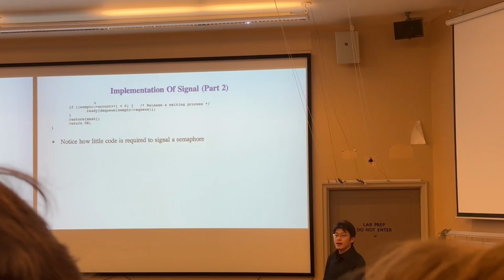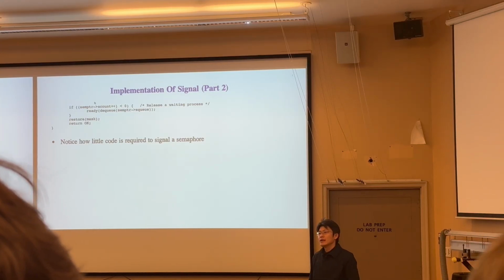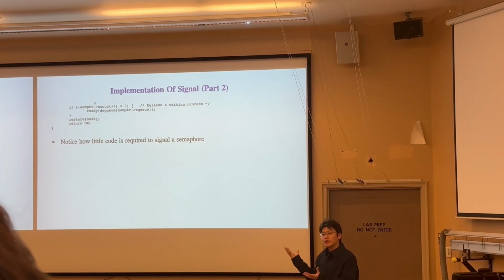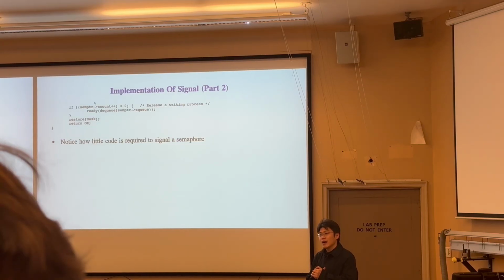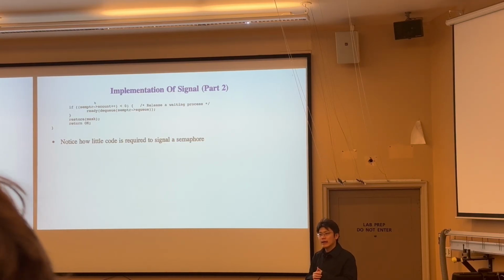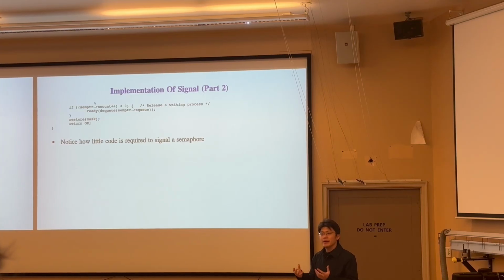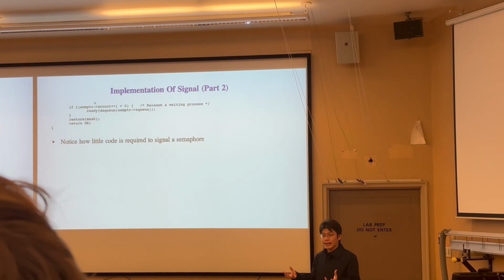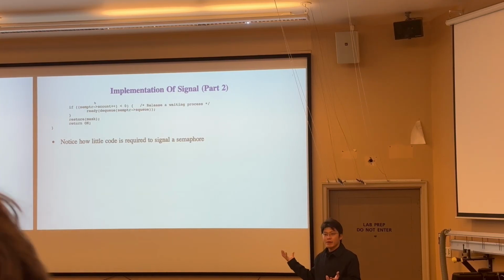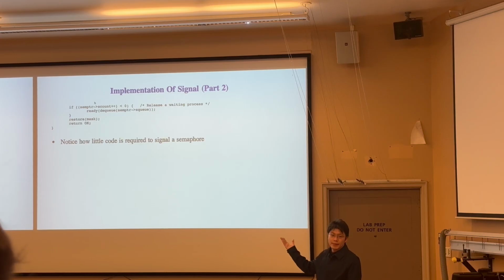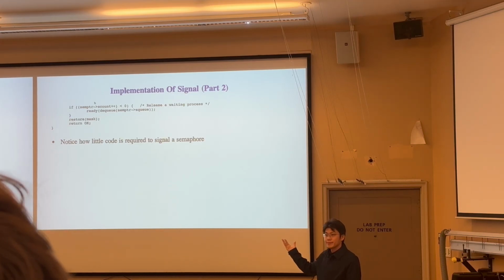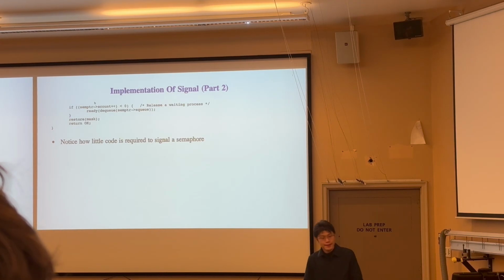So this is signal. Hopefully, after looking at these two functions, you will see that implementing a semaphore is not that complicated. Previously in 252, I guess everyone has been using semaphores, but implementing a semaphore inside the OS looks like this. This should probably be the simplest implementation of a semaphore.